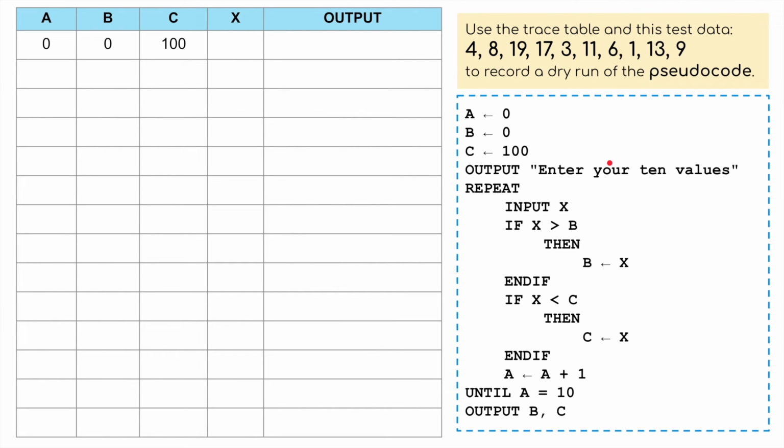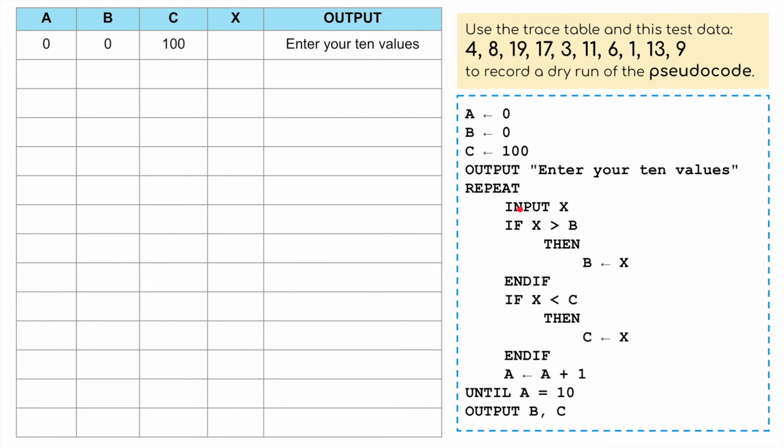I'm going to do another one now, but this time with some pseudocode. So I've got my test data. We assign these values 0 to A, 0 to B, and 100 to C. I put those in. And then we move down to output, output NTR 10 values. So in here, NTR 10 values.